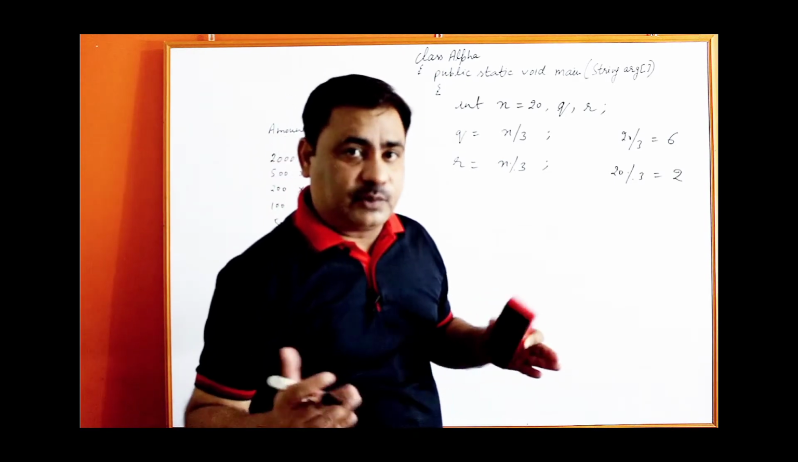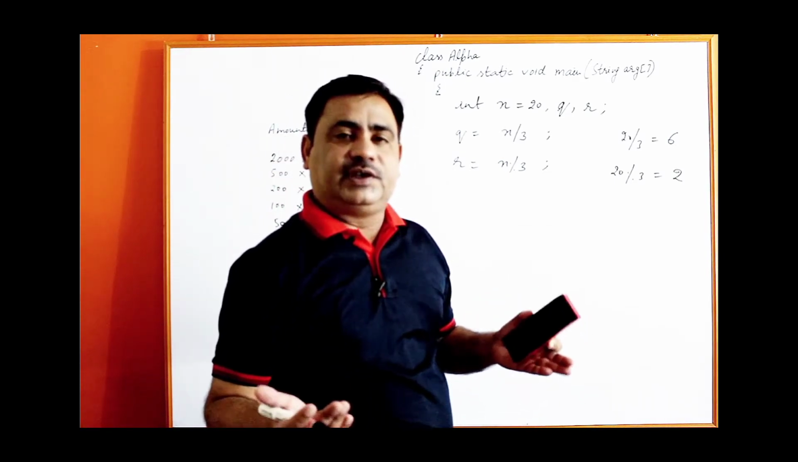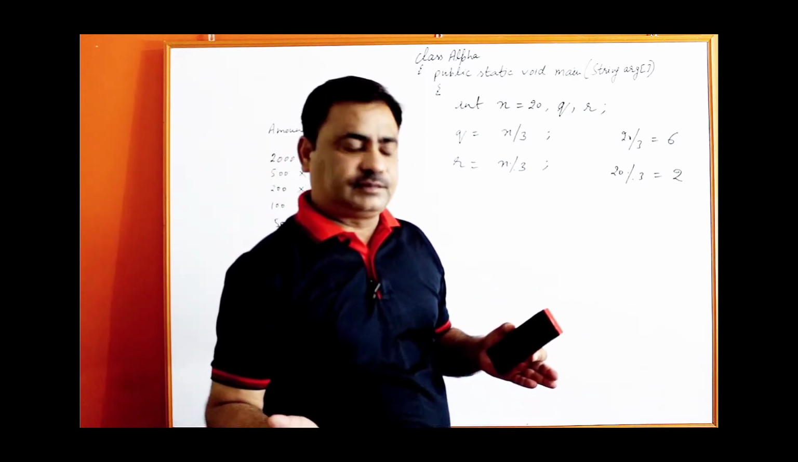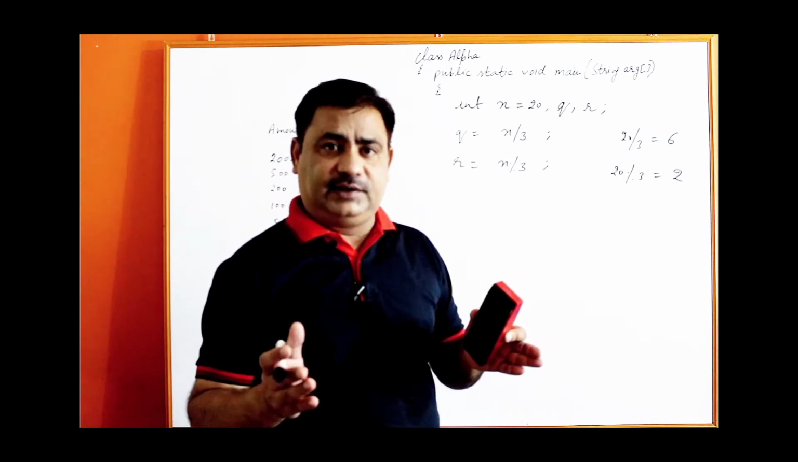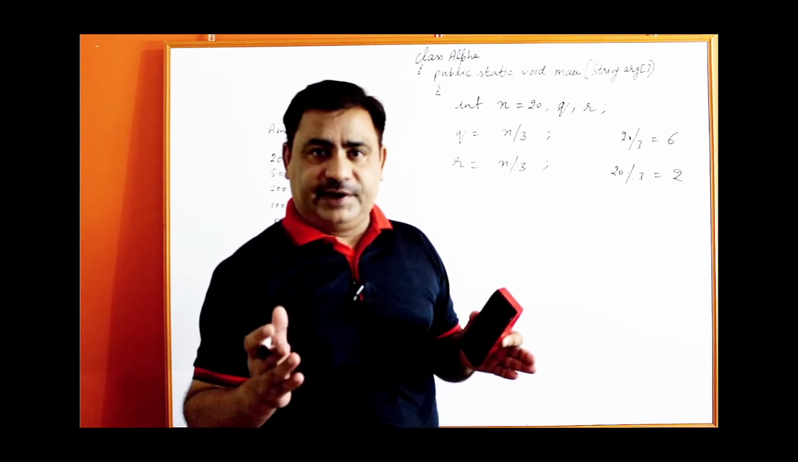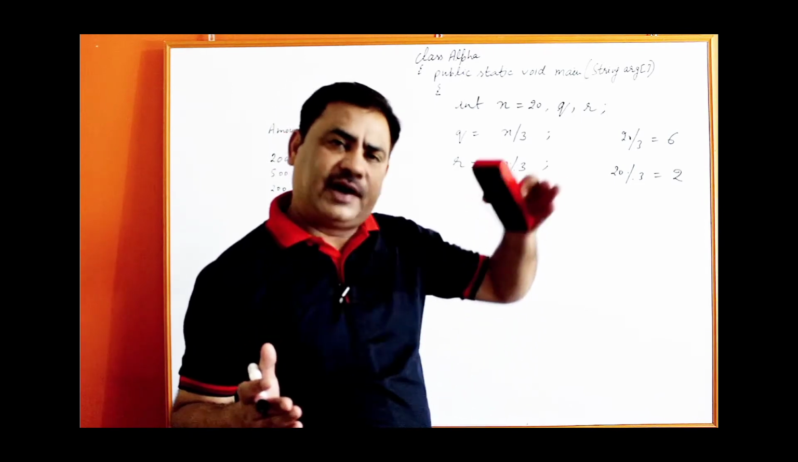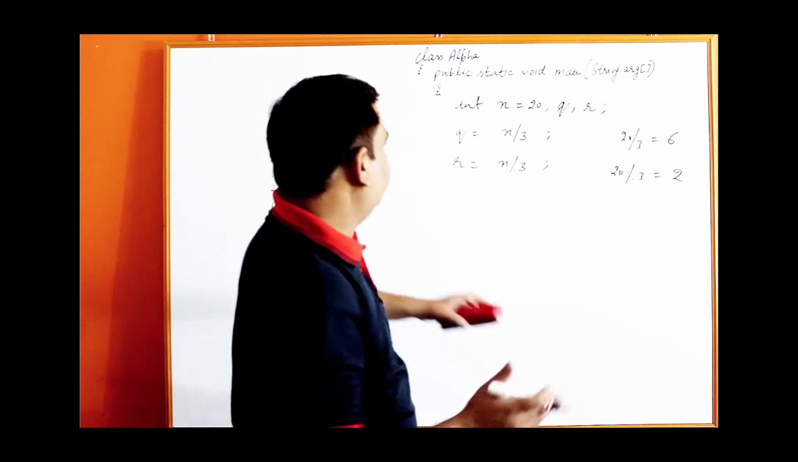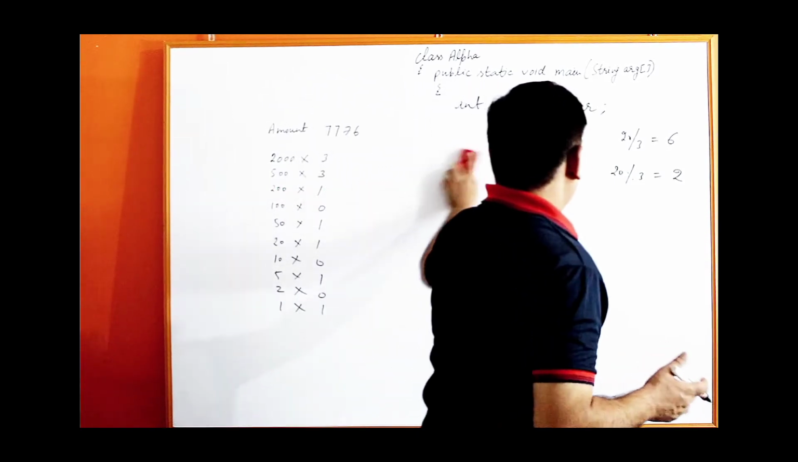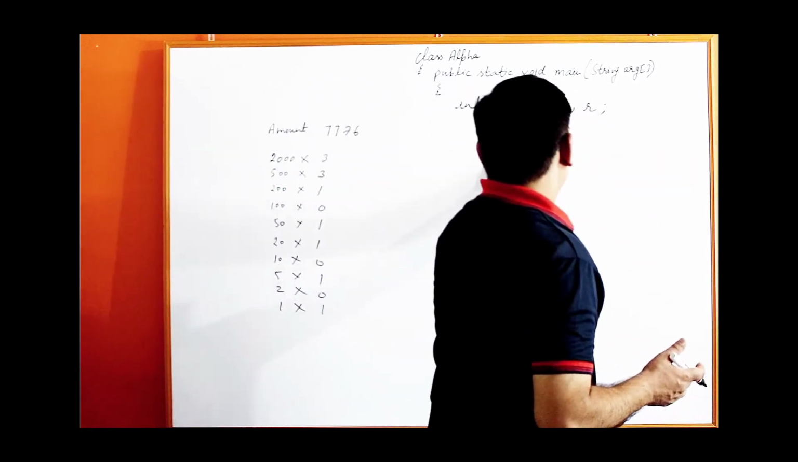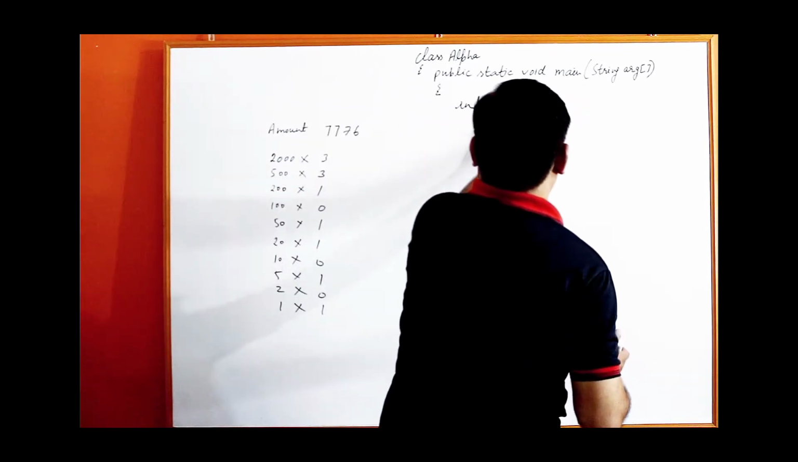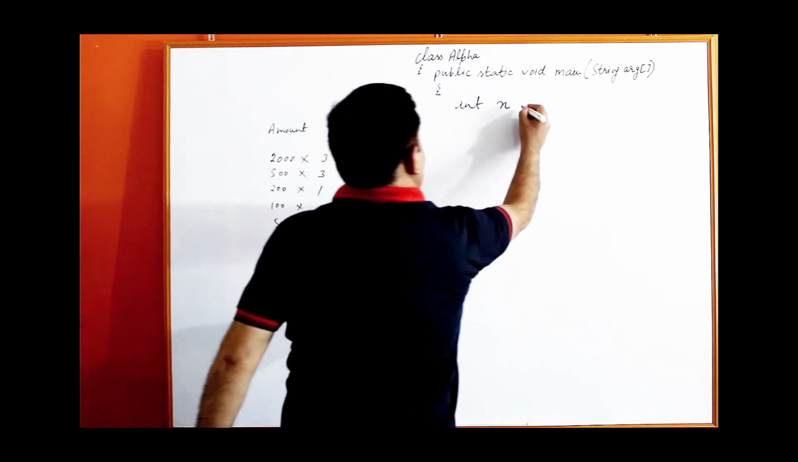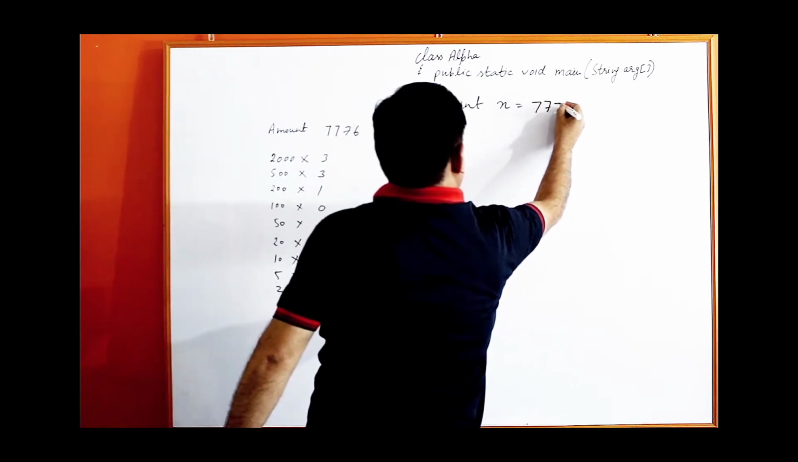Now we will make one program using remainder and quotient. Suppose one amount is given and you have to print the denominations of Indian currency from higher to lower. Example, see. Suppose the amount n is 7,776.